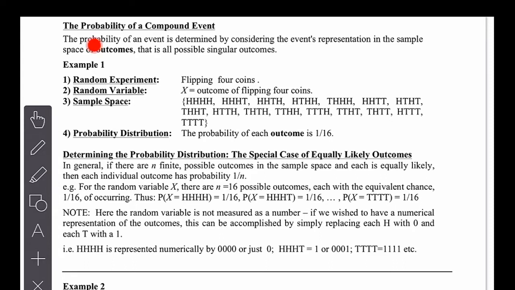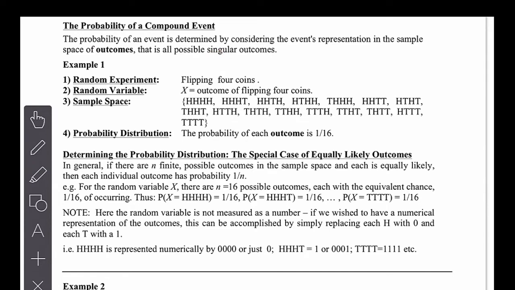We're going to talk about the probability of a compound event. What's a compound event? The probability of an event is determined by considering the event's representation in the sample space of all possible outcomes. And I refer to them as singular outcomes.